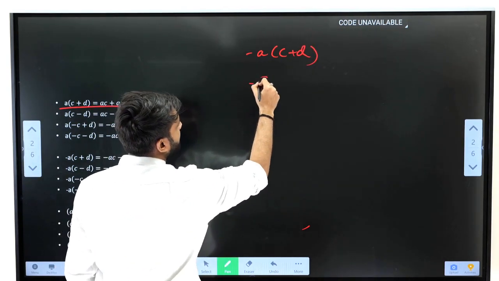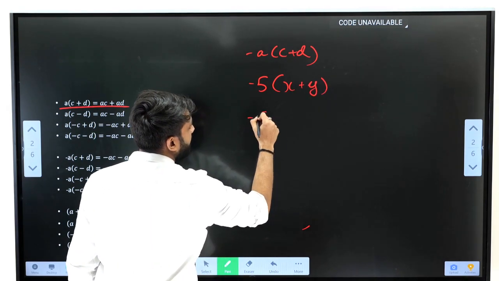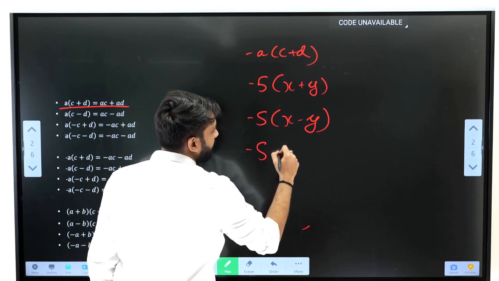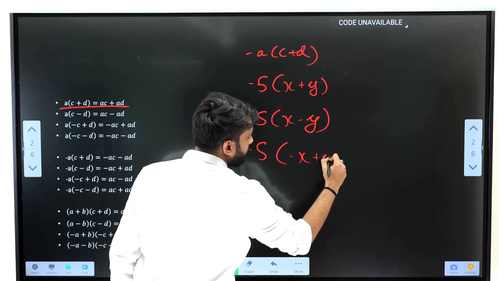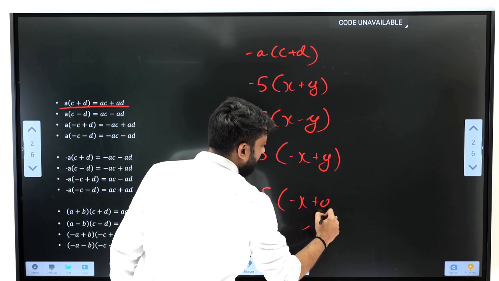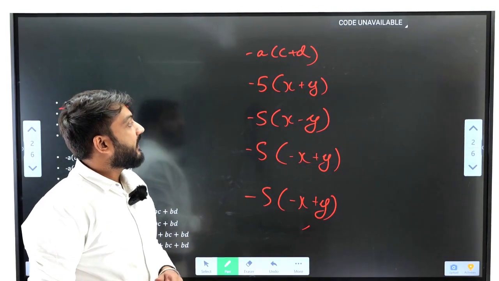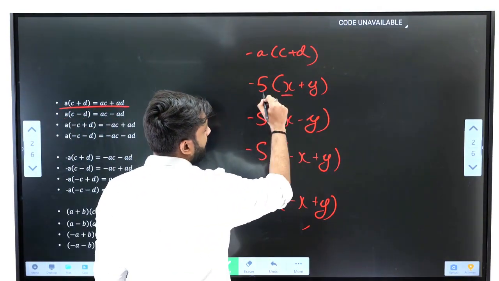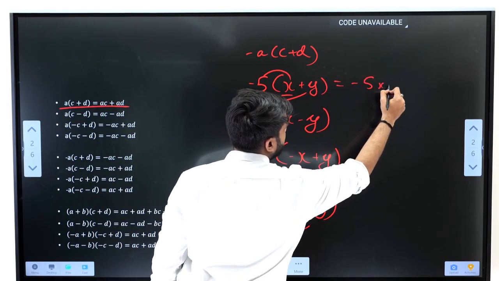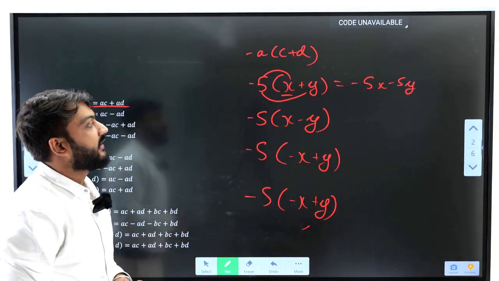Let's try this with negative 5 in brackets x plus y, right? Negative 5 in brackets x minus y, negative 5 in brackets negative x but a positive y, and negative 5 in brackets negative x and then negative y. So first of all, I'll go on to multiply the negative 5 to the positive x here, and then negative 5 to the positive y, giving me negative 5x, negative 5y. So my final product will be minus 5x minus 5y.